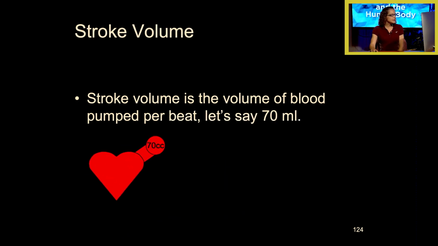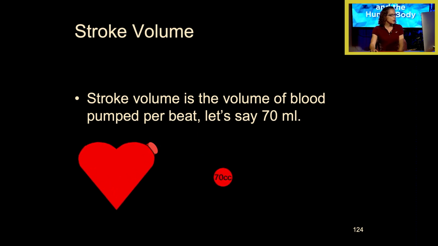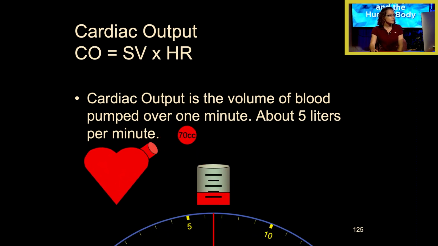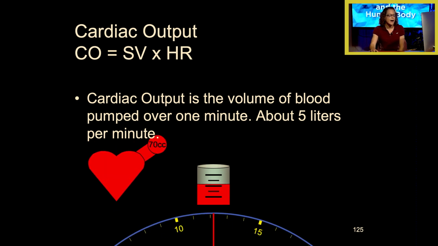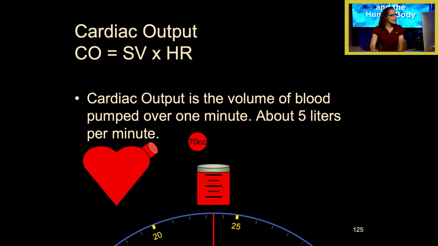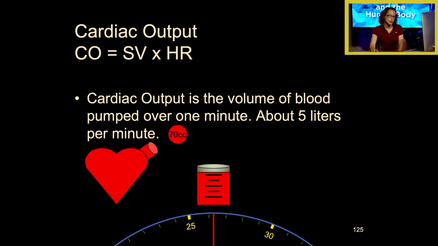The stroke volume is the volume of blood pumped per beat. Let's say on average it's about 70 mLs of blood that gets pumped each beat. Cardiac output is the volume of blood pumped over 1 minute. That's about 5 liters. So our body pumps about all the blood that we have in this cardiac cycle about every minute. It's important to start putting some pieces together. Cardiac output equals stroke volume times heart rate.